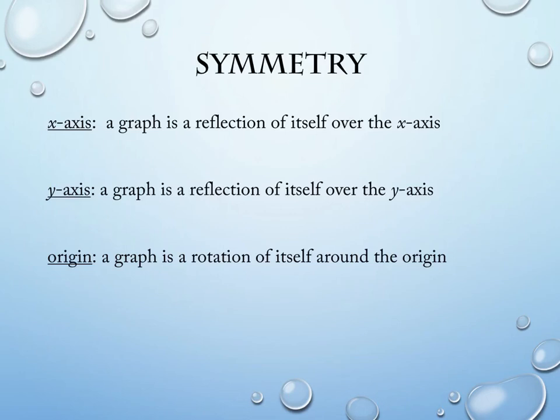X-axis symmetry is a graph that's a reflection of itself over the x-axis. Y-axis symmetry is a graph that's a reflection of itself over the y-axis. And origin symmetry is a rotation around the origin.